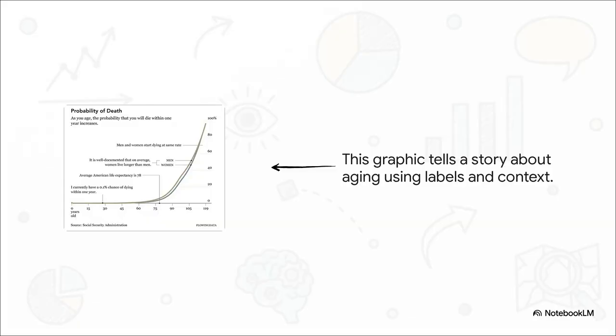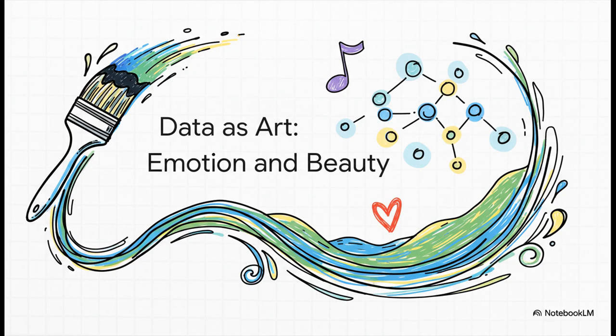Take a look at this classic graphic from the New York Times. It is so much more than just a line chart, right? Notice the labels, the little notes they've added, the context that's baked right into the visual. All those things work together to turn a simple plot into this powerful piece of visual journalism that really informs the reader.